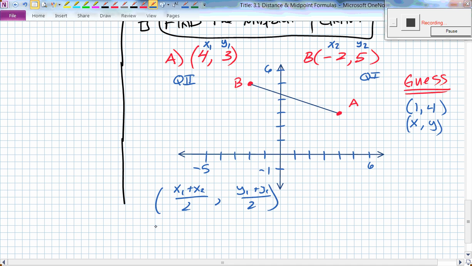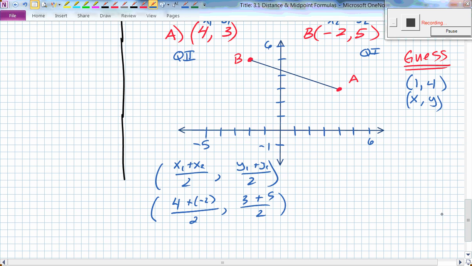So what's the value of x1? So 4 plus negative 2, divided by 2, comma, what's the value of y1? 3 plus 5, all divided by 2. And that looks like 2 divided by 2, which is 1, and 8 divided by 2, which is 4. Oh my gosh, you were totally right. So if I go over 1, I go up 4. Check it out. Right there is exactly the midpoint.